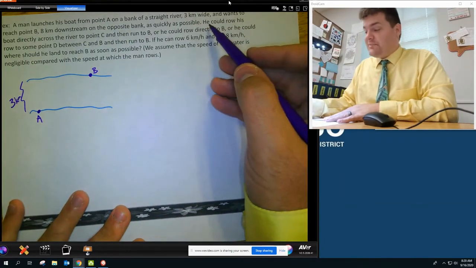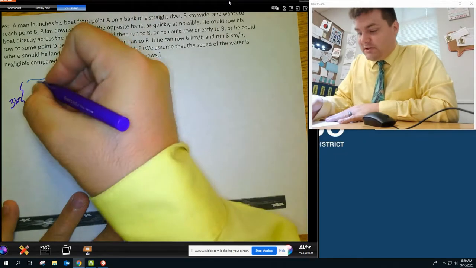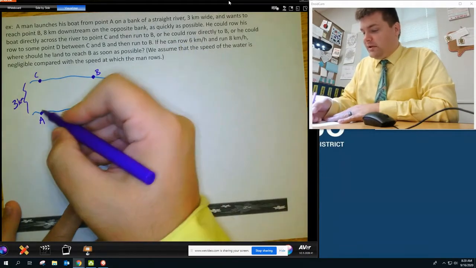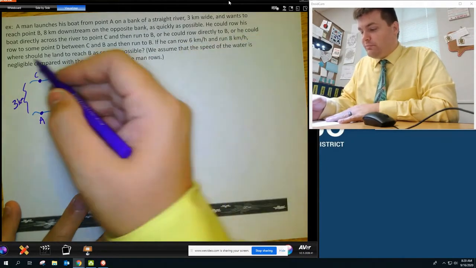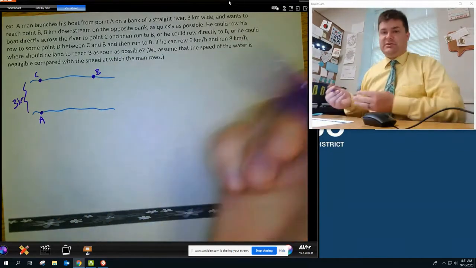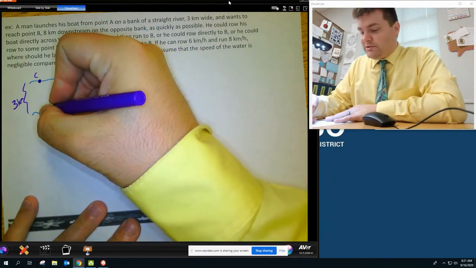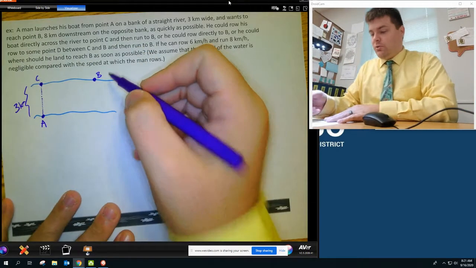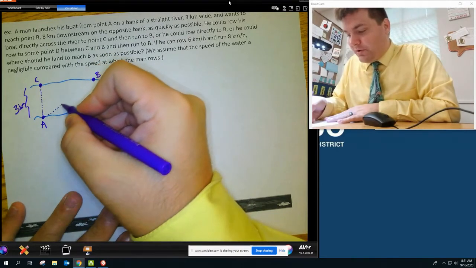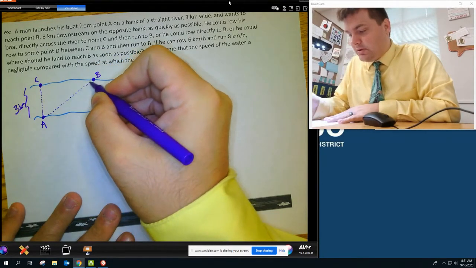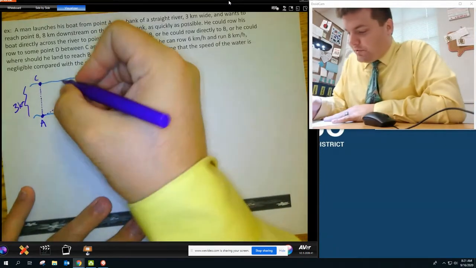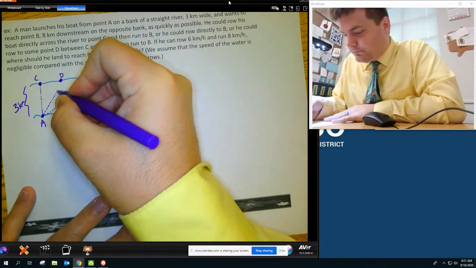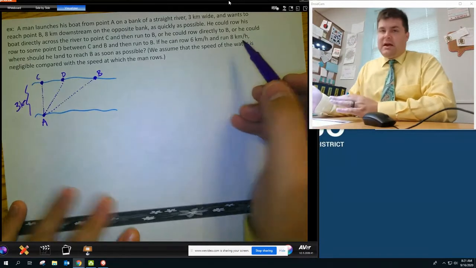Now, this is going to give us some options. He could row the boat directly across the river to point C and then run to B, or he could row directly to B, or he could row to some point D between C and B and then run. So essentially, these are his options. He can either row his boat gently down the stream and then run, or he can just row his boat right to point B, or he could row his boat to some point D and then run.